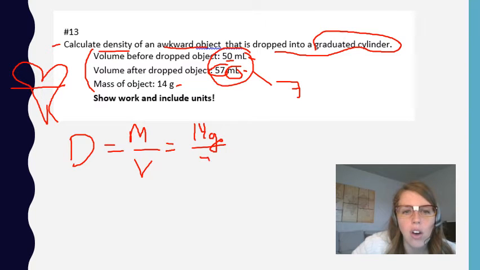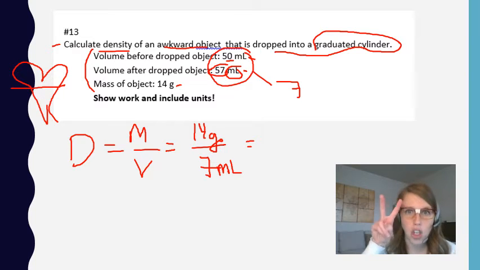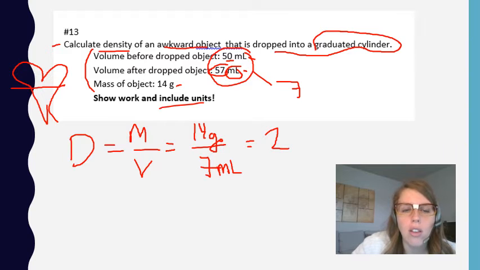So 14 grams divided by 7 milliliters. Do you know what 14 divided by 7 is? If not, you could use a calculator. 14 divided by 7 is 2. So 2, and I always want units. Units are important. If you're wondering what units it is, always just copy exactly what you see here. So the units are 2 grams per milliliter.